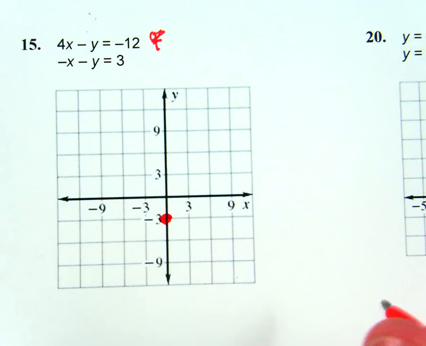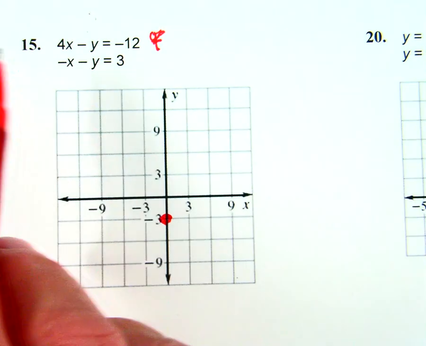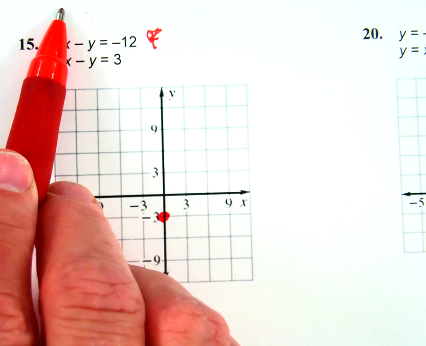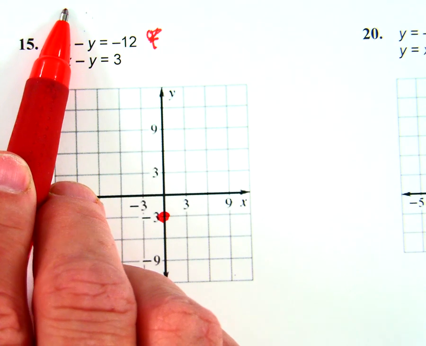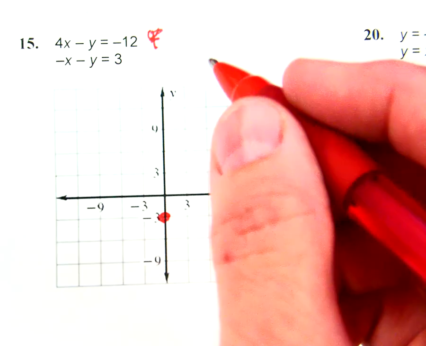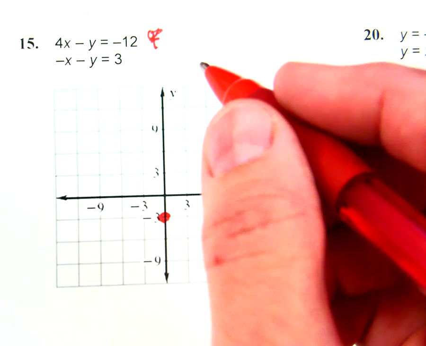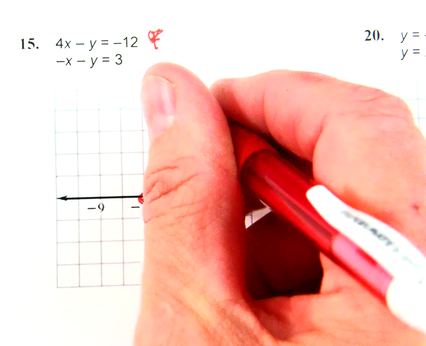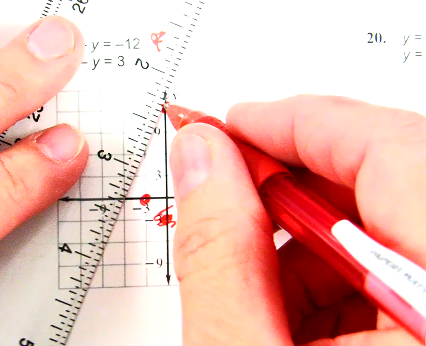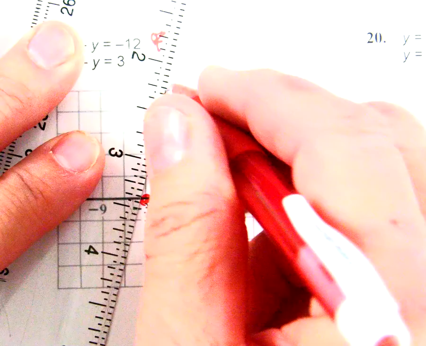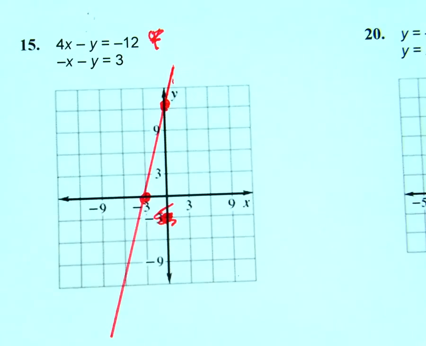The y-intercept. To find the y, cover up the x. So there we have negative y equals negative 12, so y equals 12. I did that one wrong, I'm sorry. So y equals 12. You probably already caught that, I put it on the wrong axis. There we go. So there's my first equation.